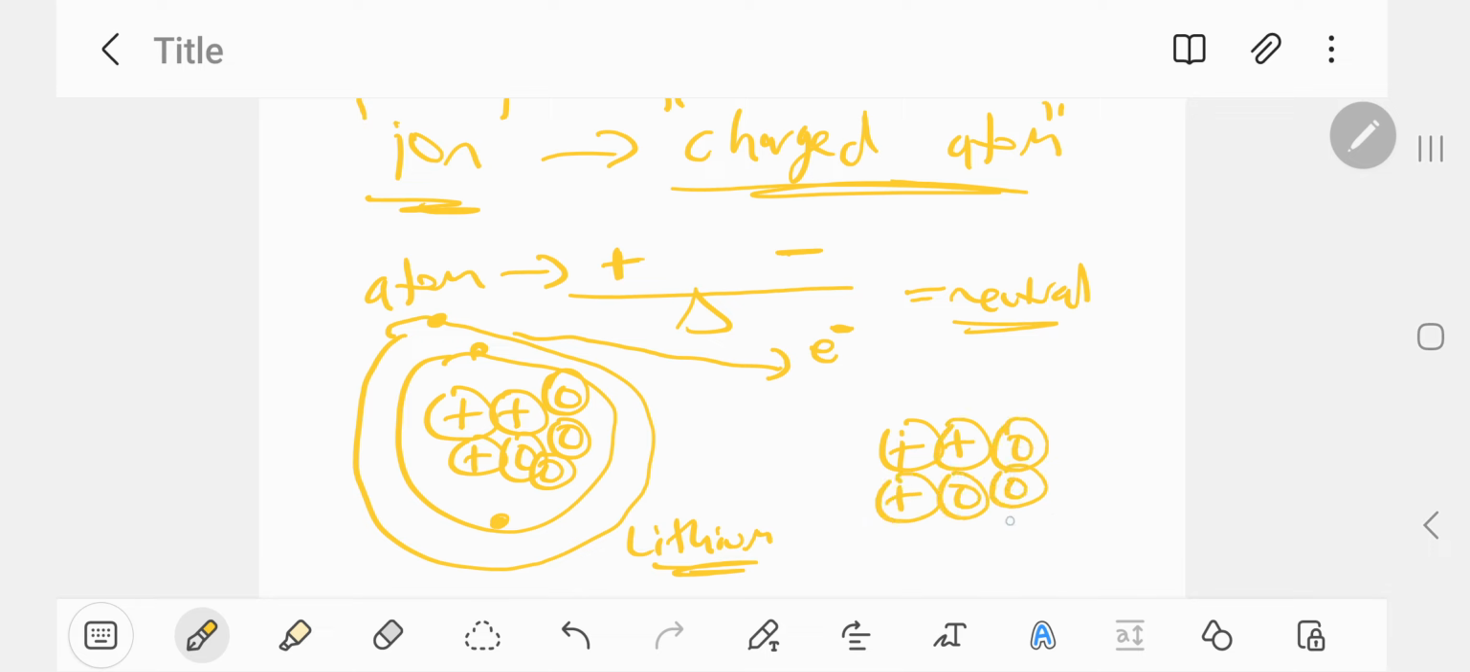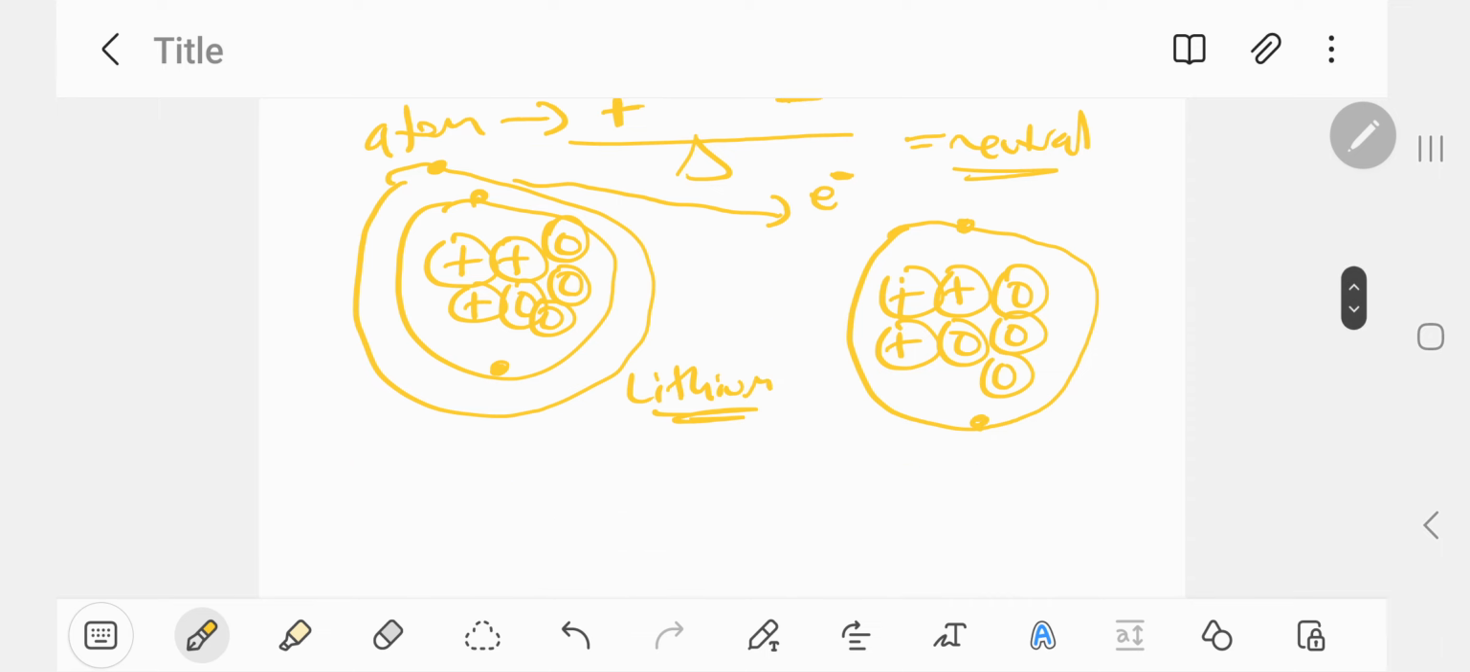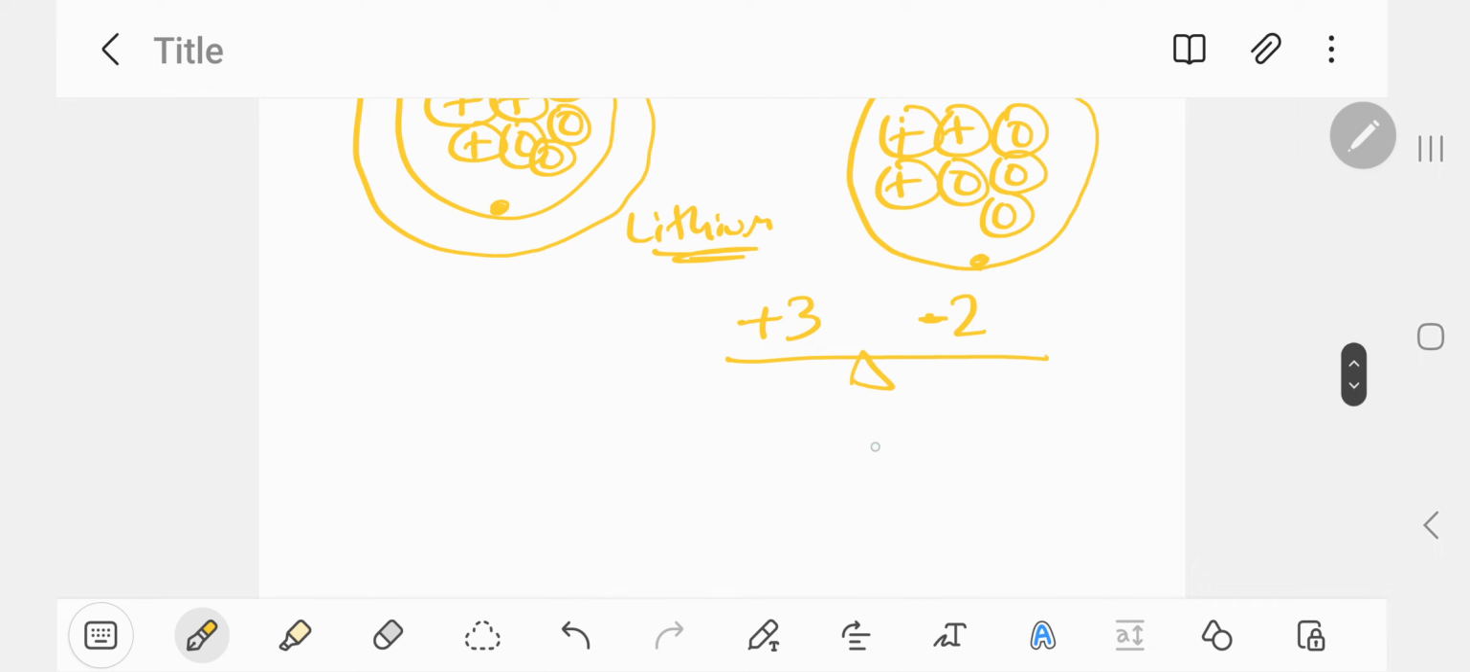So remember, chemical properties, chemical behavior is to do with electrons, not the nucleus. That's nuclear science, something else. I'm now left with 2 electrons. I've taken 1 electron away, 3 minus 1, that's 2. There's now an imbalance of positive and negative charges. There's 3 protons, plus 3, and 2 electrons, minus 2. So the net charge, the overall charge, 3 minus 2, gives you plus 1.